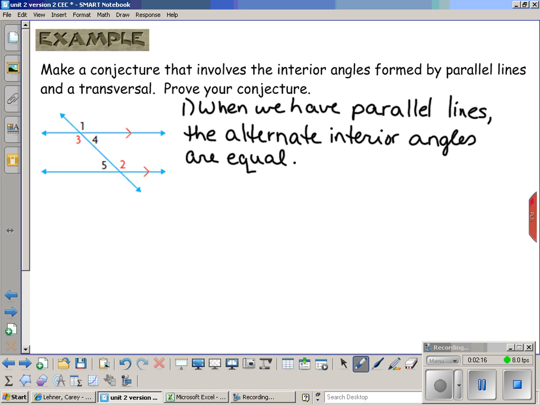Now we have to prove that it is true. And a proof has to be true in all cases. So we can't just assign numerical values here and say that because we've done the measurements, this is true. We have to prove it for all cases.